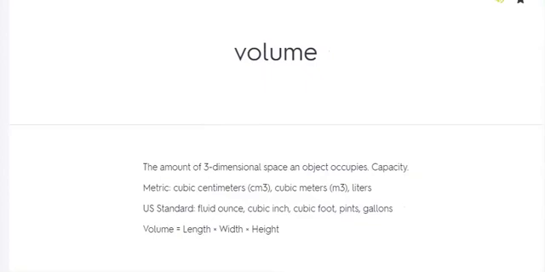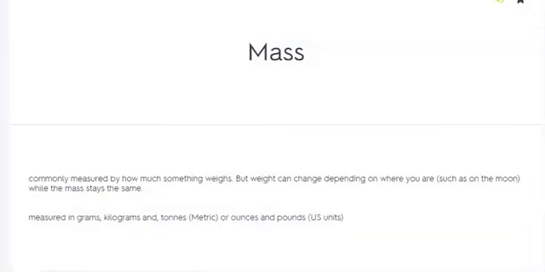Volume. The amount of 3-dimensional space an object occupies. Capacity. Metric: cubic centimeters, cubic meters, liters. US standard: fluid ounce, cubic inch, cubic foot, pints, gallons. Volume equals length x width x height. Mass. Commonly measured by how much something weighs, but weight can change depending on where you are, while the mass stays the same, measured in grams, kilograms and tons, or ounces and pounds.